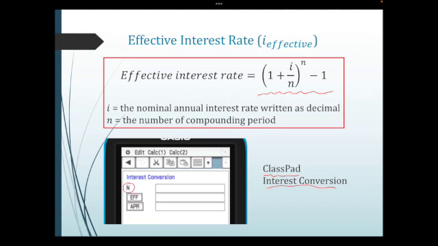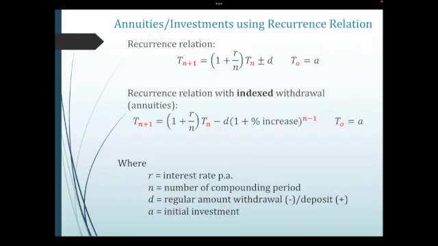So make sure that you know this N is the same as the number of compounding periods, and this APR is actually the nominal annual interest rate. Of course, if you've got the effective interest rate and you want to find the nominal interest rate, use your ClassPad. It will probably make life a little bit easier rather than using the solve function. Either way it's fine, but if you've got an effective interest rate, I'll just recommend using the ClassPad, that's all.